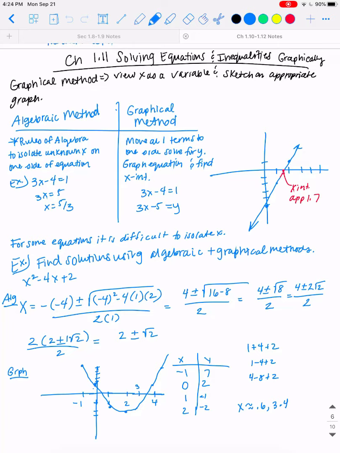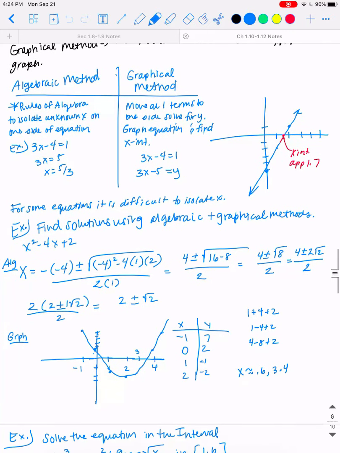Like in our algebraic method, we use the rules of algebra to isolate the unknown x on one side of the equation. So that's shown here, where we take 3x minus 4 equals 1, then we move stuff over, and then we get x equals 5 over 3.